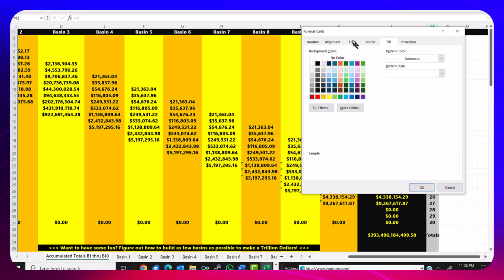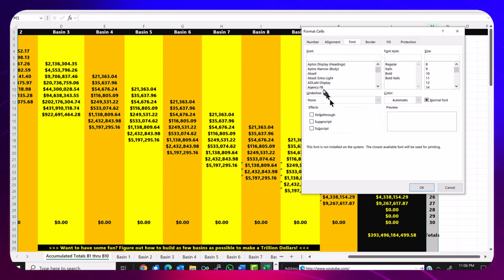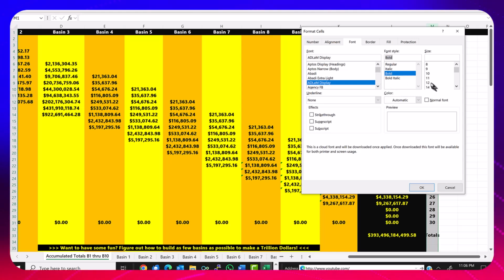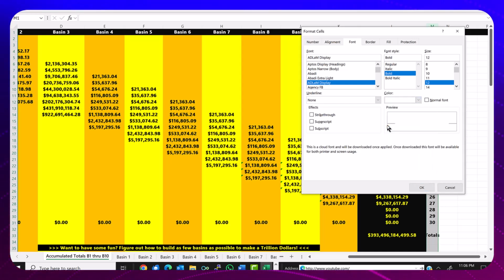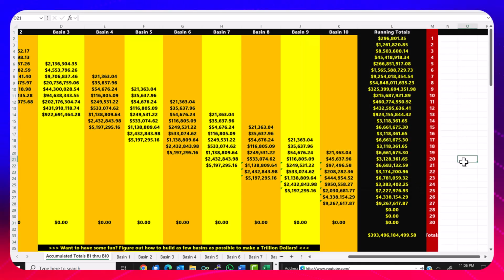Border font. There we go, font. Should be this one. Bold. 12. And white. There we go. That should be good. Maybe already aligned them. There we go. All right, so now we have the years, the 30th year.